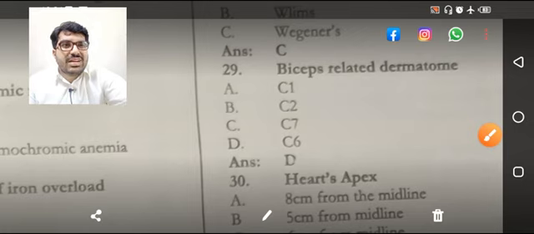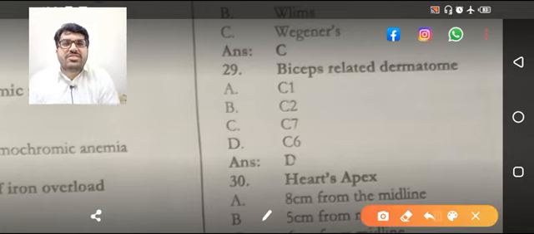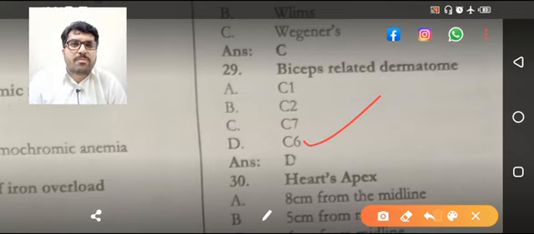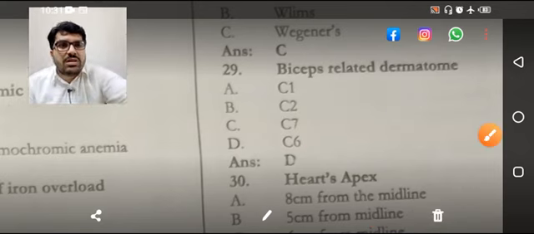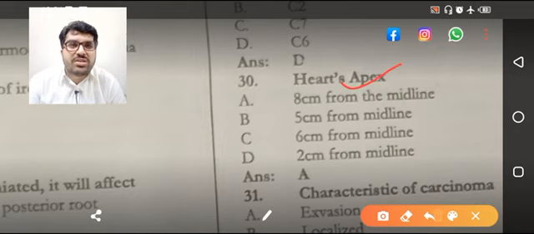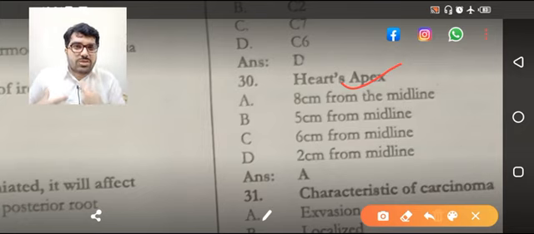Bicep-related dermatome is C5, C6 is bicep, C6, C7 is tricep. So C6 is actually bicep. Heart's apex, they are talking about the heart apex, and the heart apex corresponds to the apex beat. I already discussed that in my first video. Now if they are talking about the midline or the midclavicular line, you have to keep that in mind.